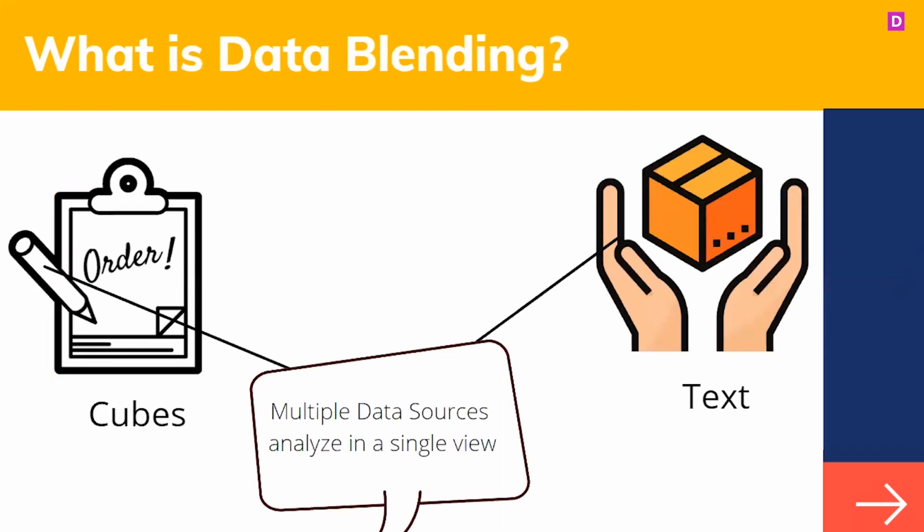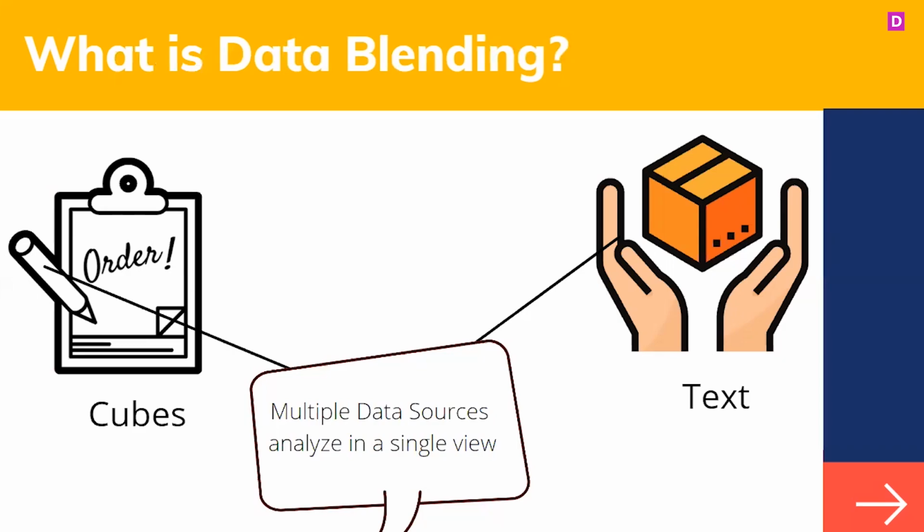So what exactly am I trying to do in blending? As I told you, I am going to get the data from multiple sources. Say, for example, this order table is residing in my cloud database, which is my cube database. And then this product table is there as a CSV file, locally available for me.